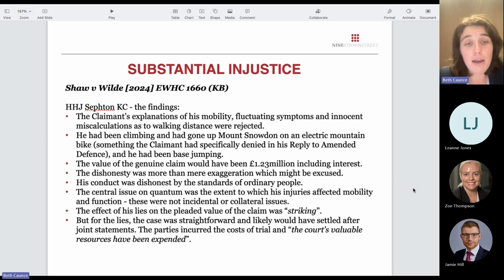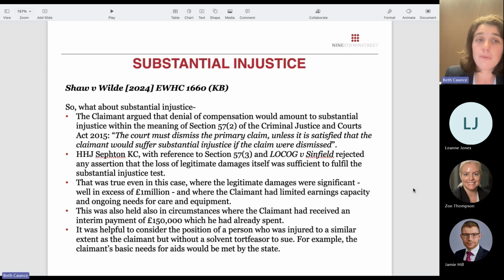£1.25 million. But he went on to find that there was dishonesty, that the dishonesty was more than mere exaggeration, which might be excused, and that it was dishonest by the standards of ordinary people. This really went to the central issues in the case, and these weren't incidental or collateral issues, and hence fundamental. And the judge found that the effect of that dishonesty on the pleaded value of the claim was striking. But for the lies, the case was straightforward. Trial would in all likelihood have been avoided.